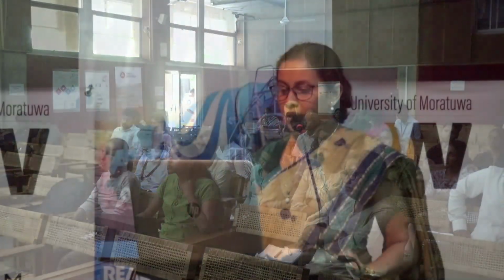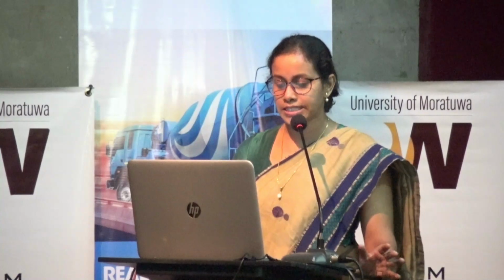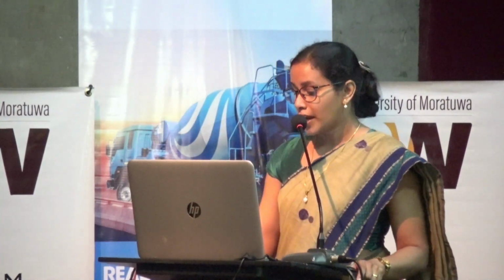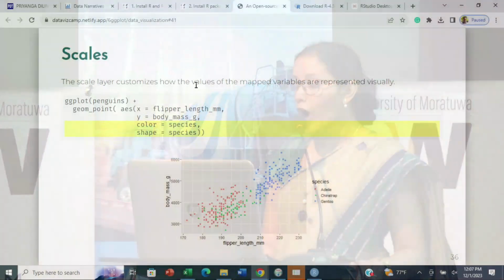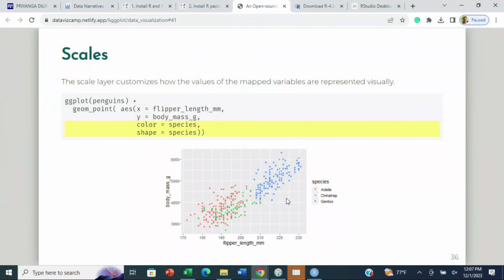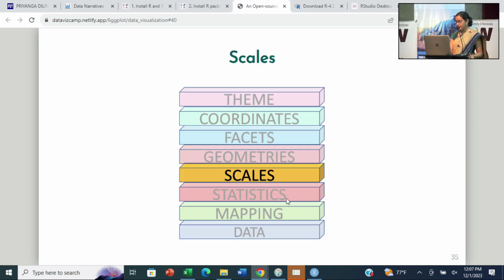Okay, so now I have covered three layers: data, mapping, statistics, and geometry. Now I'm coming to the scale layer. The scale layer customizes how the values of the mapped variables are represented visually. Once you identify your data, under the mapping layer, you think, okay, what do we want to see on the graph. Under the scale layer, you are trying to answer the question, how we want to see that. Here, the mapping defines what you want to see on the graph, and the scale layer defines how we want to see that.